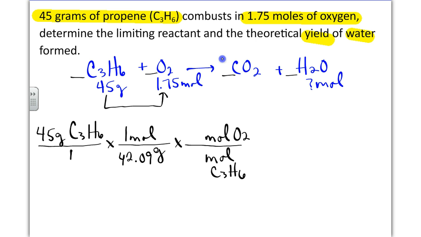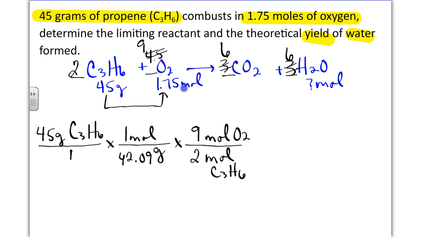And 3 carbons on the left, so we need a 3 on the right. 6 hydrogens on the left, so 3 times 2 is 6. Now I have 6 plus 3 equals 9 oxygens, which would mean this is 4.5. We don't want to have a 4.5, so we're going to double all of our coefficients. That makes this a 2, makes this 9. 2 times 3 is 6, 2 times 3 is 6. So my coefficients are 2, 9, 6, and 6. That's also my molar ratio. So we have a 2 to 9 ratio from propene to oxygen.